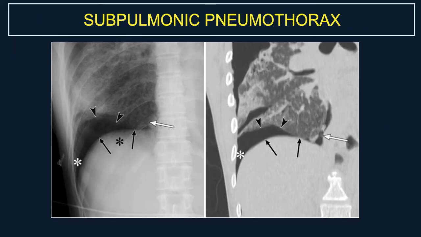The second most common location is at the subpulmonic space, as in this case of a middle-aged woman with interstitial pneumonia. Supine radiograph shows a hyperlucent upper quadrant of the right abdomen, and corresponding coronal CT image clearly depicts the inferior surface of the lung, a sharply outlined diaphragm, and IVC, and the deep sulcus sign as well.